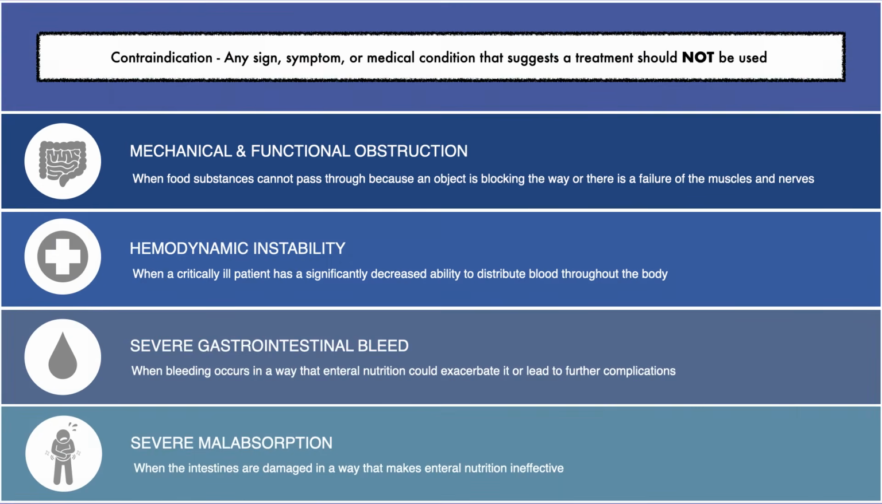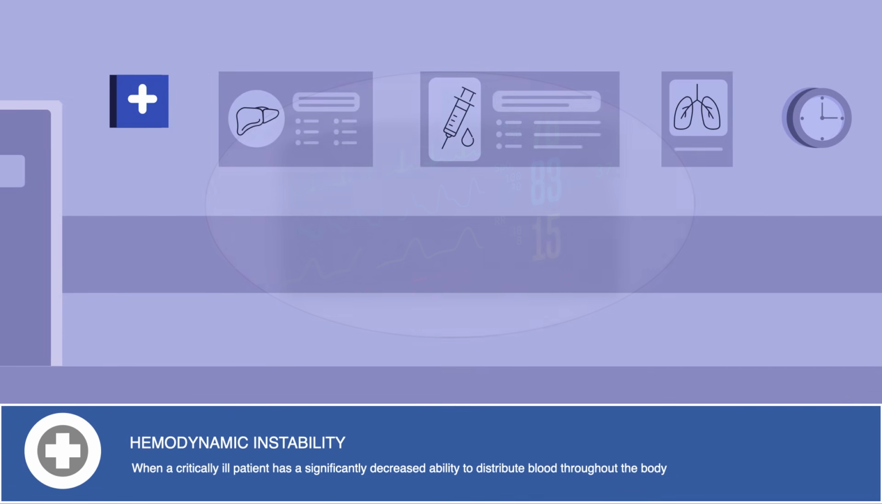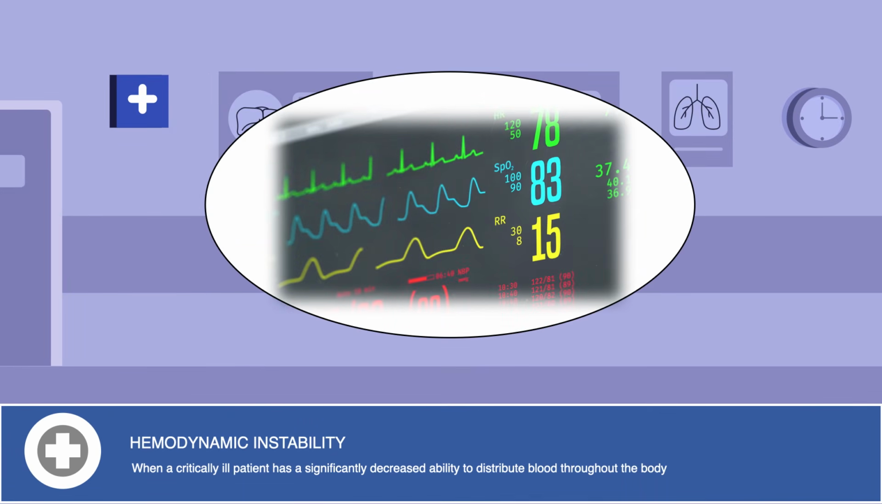Next, we move into a concept called hemodynamic instability. There is some debate about how this should be defined or if it is a term that should be used at all, but most clinicians understand it as a delicate situation where a patient has a significantly decreased ability to distribute blood throughout the body.